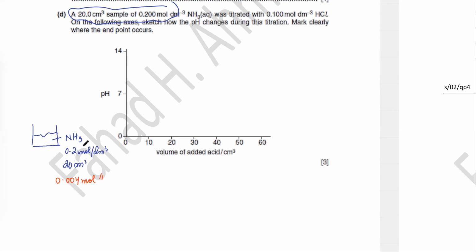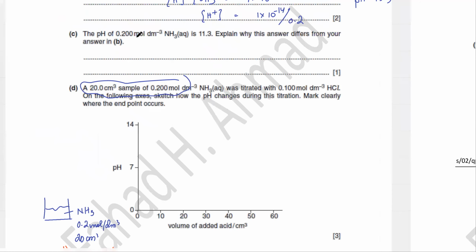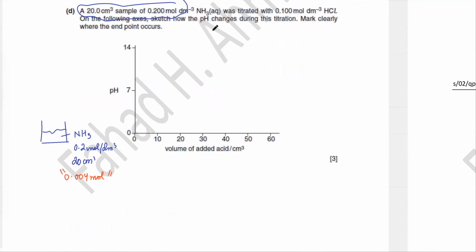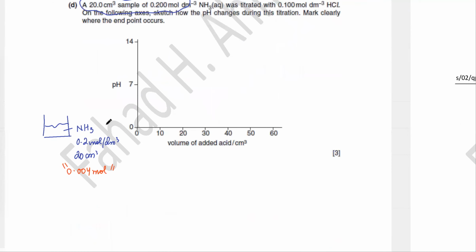So that's the moles of ammonia. Now this ammonia has the same concentration, so the pH is already known. He has already given you that, 0.2 mole per dm cube. The pH is 11.3. So you know the starting pH, because it's 0.2 mole per dm cube. The question already stated it. So that's your starting pH. The flask has ammonia, so 11.3 is going to be somewhere at this point.